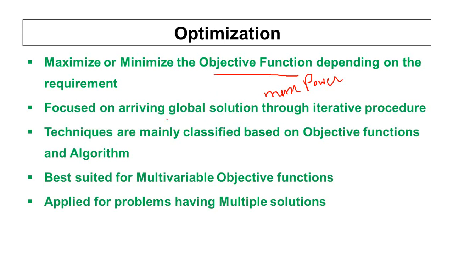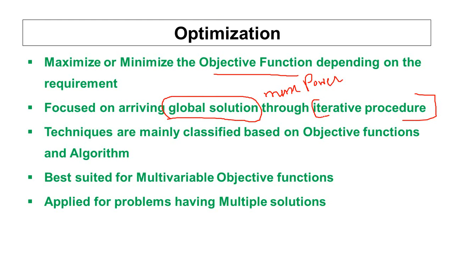So you have to arrive at a global solution. This global solution may be minimal or maximal. It depends on the process. But again, a very important thumb rule is that it is an iterative procedure. Very important thumb rule: it is an iterative procedure.